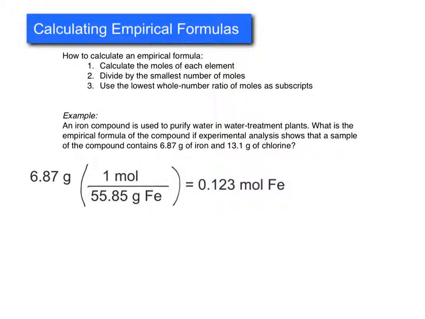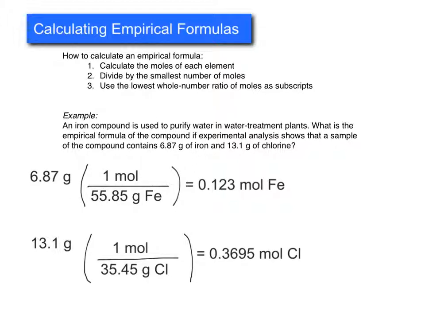Okay, now we're going to do the same thing for chlorine. So we have 13.1 grams of chlorine, and again, we're going to use our conversion factor from the periodic table, and we can know that 1 mole of chlorine weighs 35.45 grams, which means that we have 0.3695 moles of chlorine. Okay, so when we have these two numbers, you can look at them maybe and see that we have about 3 times as much chlorine as iron in this case, but it's not always going to be obvious, and maybe this isn't even obvious to you.